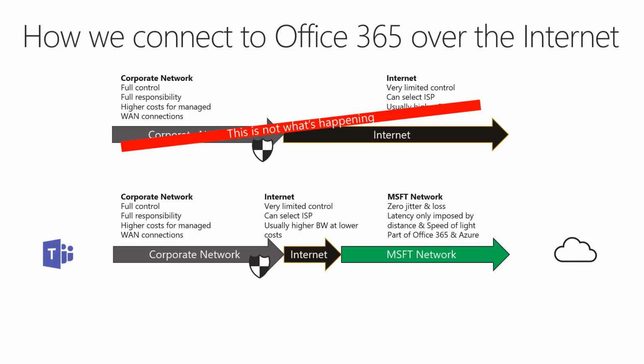It can be as little as a few hops if your ISP, if your internet service provider has direct peering with Microsoft. And then the way from your ISP or the ISP that has the peering with Microsoft, to the services in the Office 365 data centers, all of that will be done on the Microsoft network, which is built for zero jitter and zero loss. The latency is only imposed by the distance and the speed of light. And this is part of Office 365, so there's nothing that you need to specifically purchase in addition or configure. The traffic will just go as quickly as possible on the Microsoft 365 network.